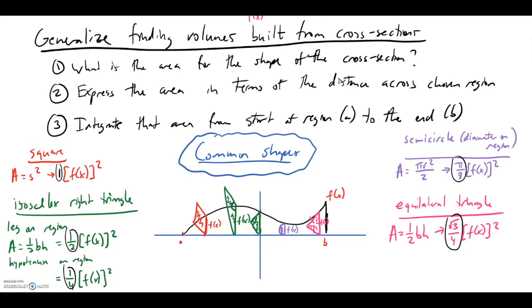So you can memorize all those constants if you choose to, or get familiar with how to actually go about developing those formulas. But the biggest thing that we need to be able to define is the distance across our region. Once we have that, it's very straightforward. It's integrating from A to B, whatever area you have with respect to your axis. And that provides us with our volume of a solid built from cross sections of common 2D shapes.